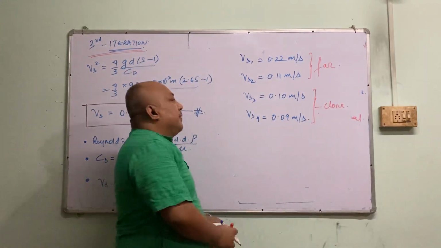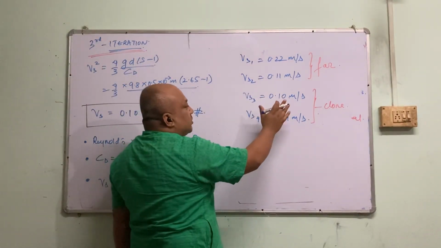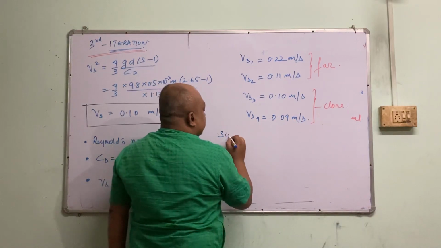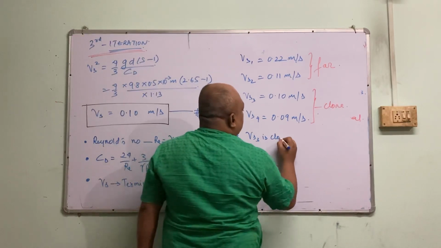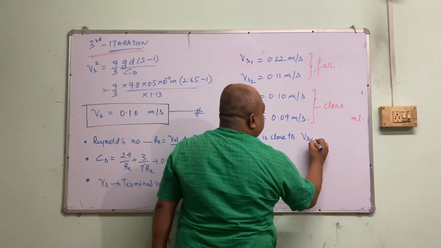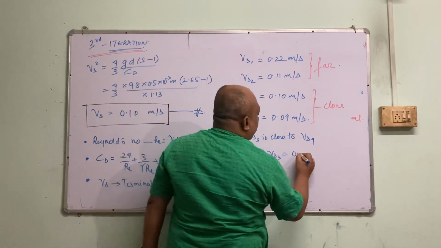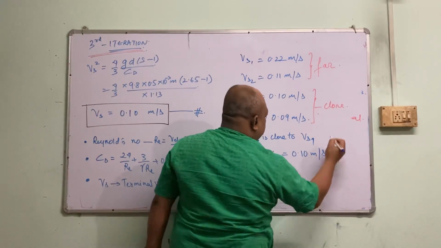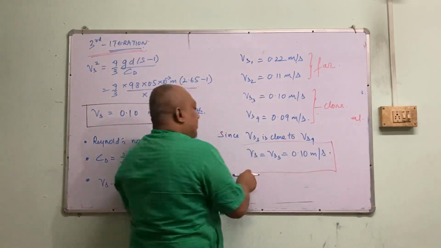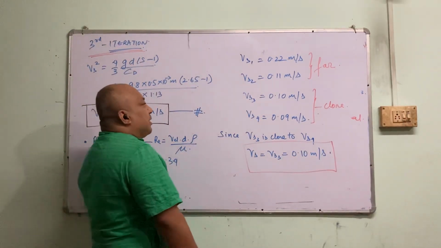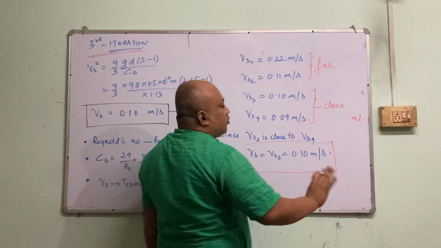Am I correct? The moment the settling velocities in every iteration or every cycle come very, very close, we can say, since Vs3 is close to the settling velocity of cycle number 4, the settling velocity is equal to Vs3, which is 0.10 meter per second. So this is the final answer. Or sometimes you can even mention these two are also very close, so a settling velocity of 0.11 you can also consider. There is not a problem.